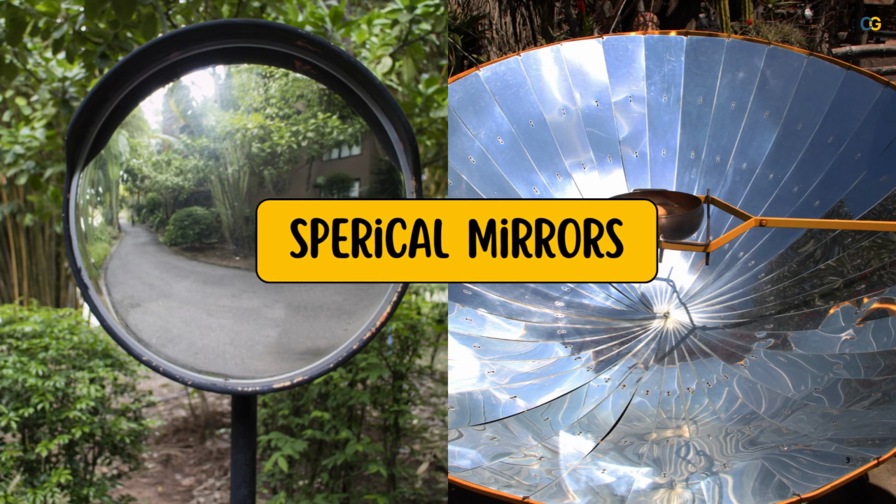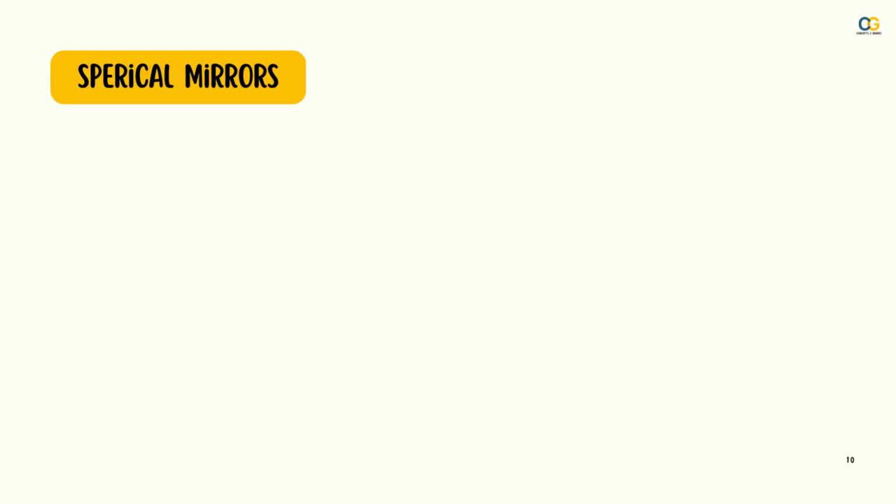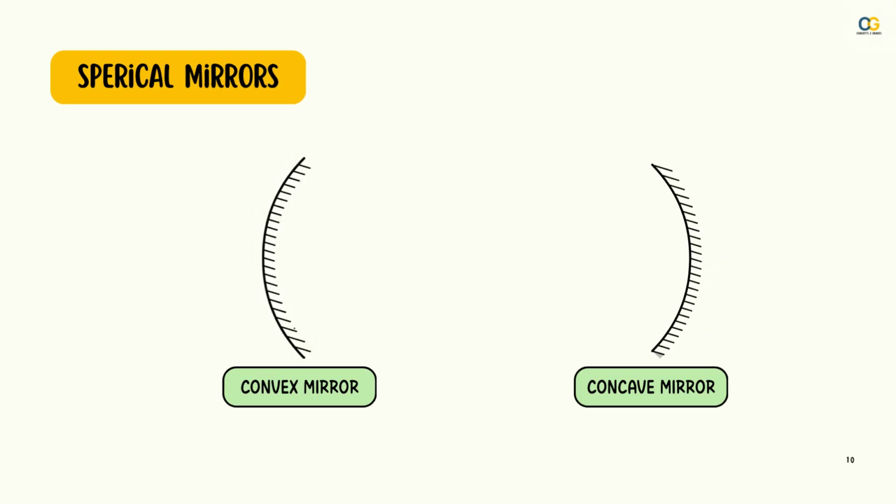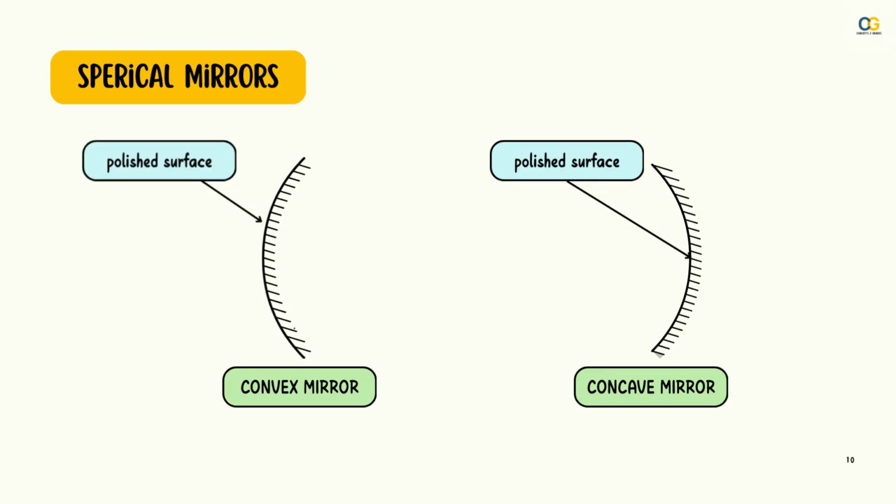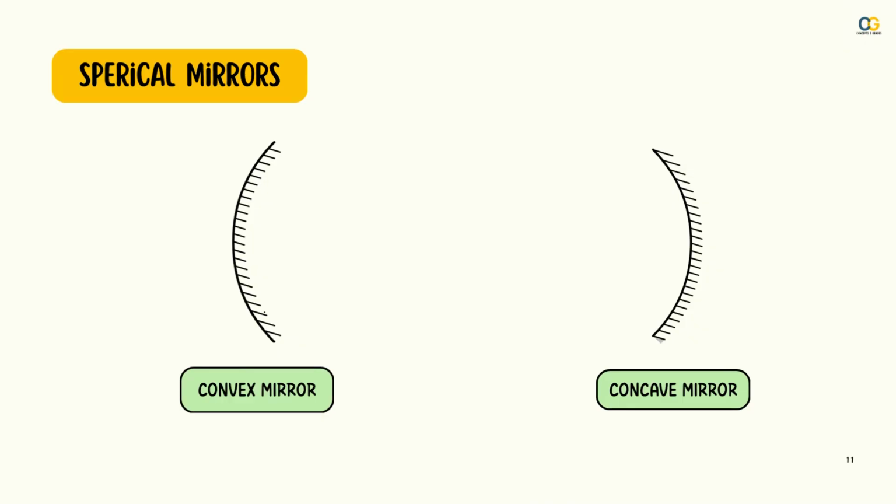Let us now see what are spherical mirrors. There are 2 types of spherical mirrors. One is a concave mirror and the other is a convex mirror. A concave mirror has an inward polished surface, whereas a convex mirror has an outward polished surface. We will now learn some important parts of this mirror which are important for our numericals.